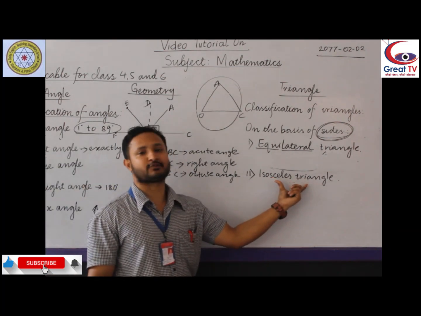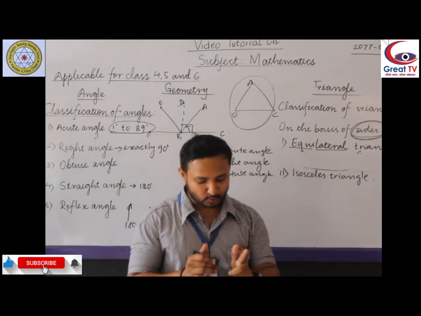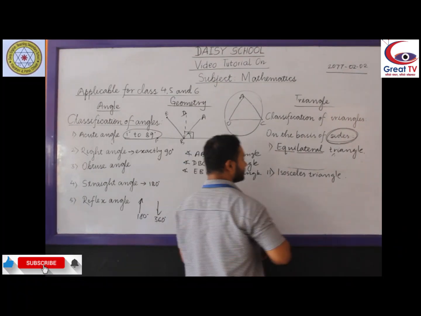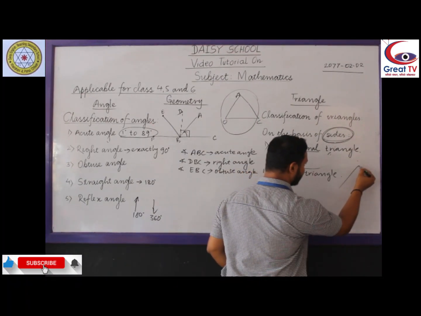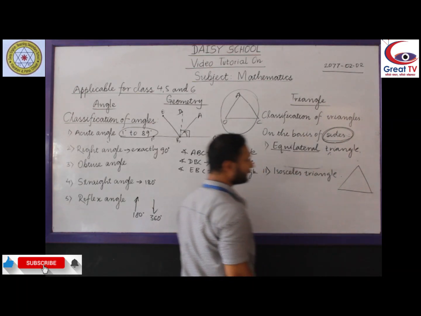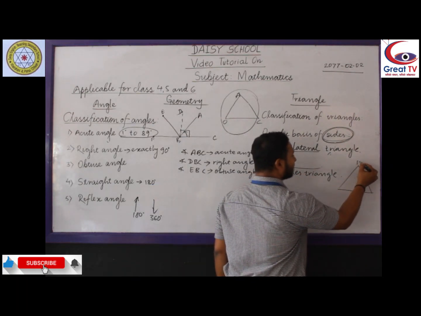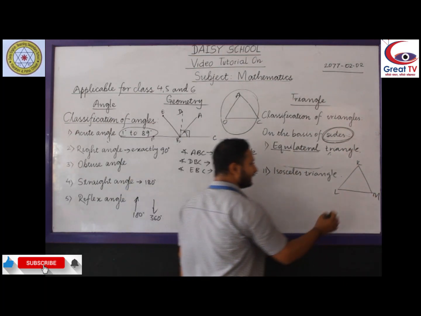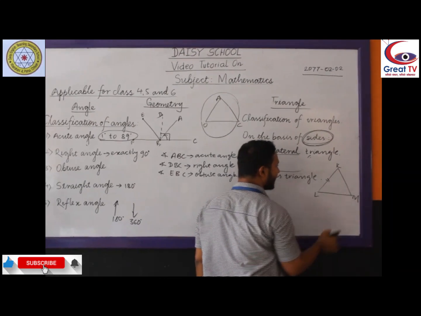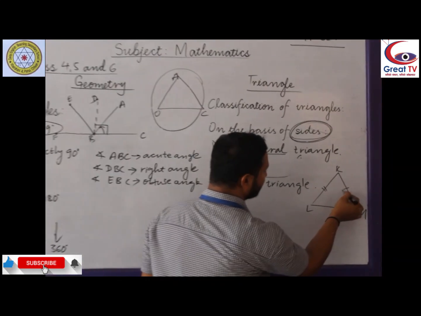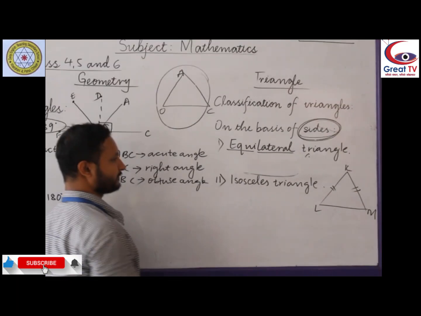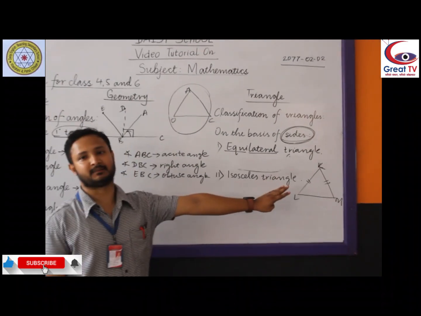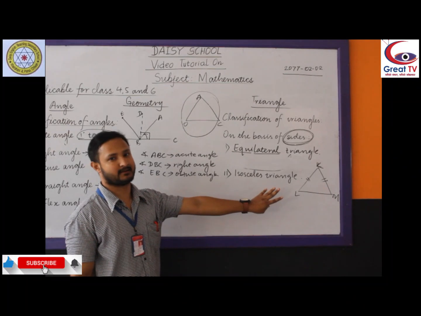So in an isosceles triangle, any two sides of the given triangle are equal. Okay. Suppose this is a triangle. K, L, and M. Okay. This is triangle KLM. And if this KL side is equal to KM, but LM is not equal to both of them, then that is called an isosceles triangle.